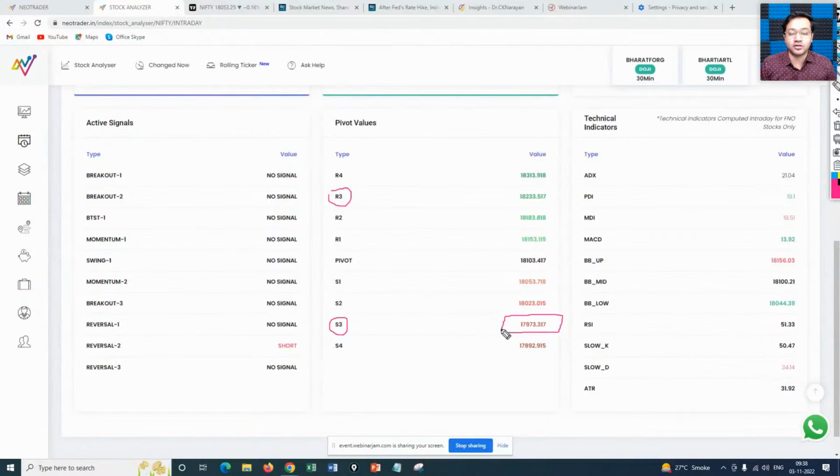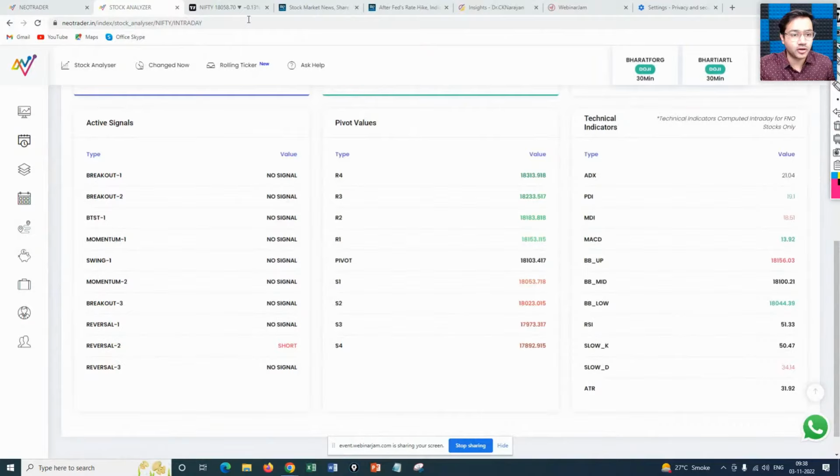Main thing was support and resistance level, and especially on a day jab bhi bahut zyada gap up ya bahut zyada gap down hone wala hai, so it is very very important to see this particular S3 level and to see whether this S3 level is holding or breaking. And if you see today, ye jo particular level tha S3 level, 17973, that played a very important role to sort of cement what you need to do in the morning.